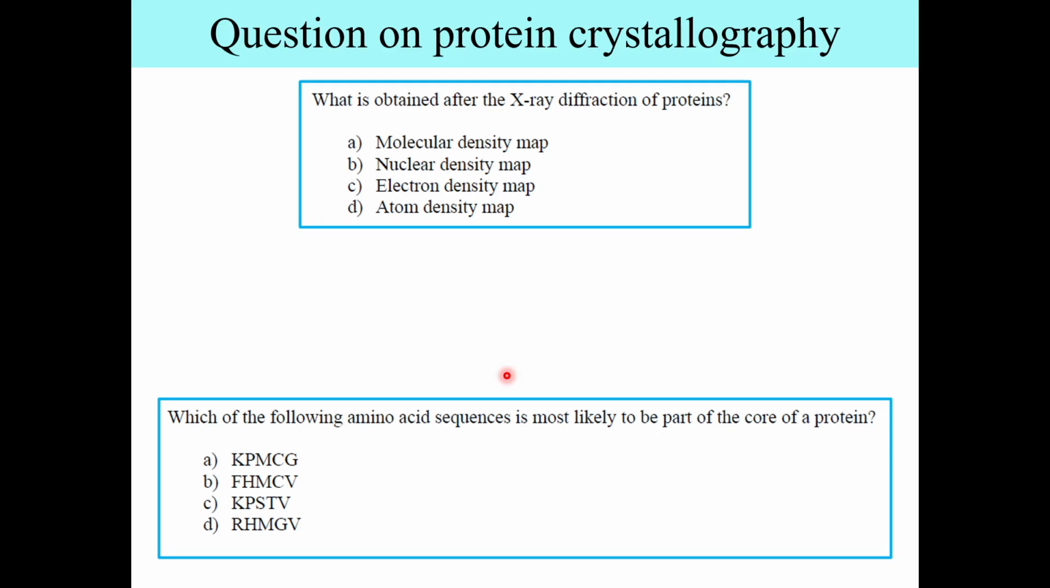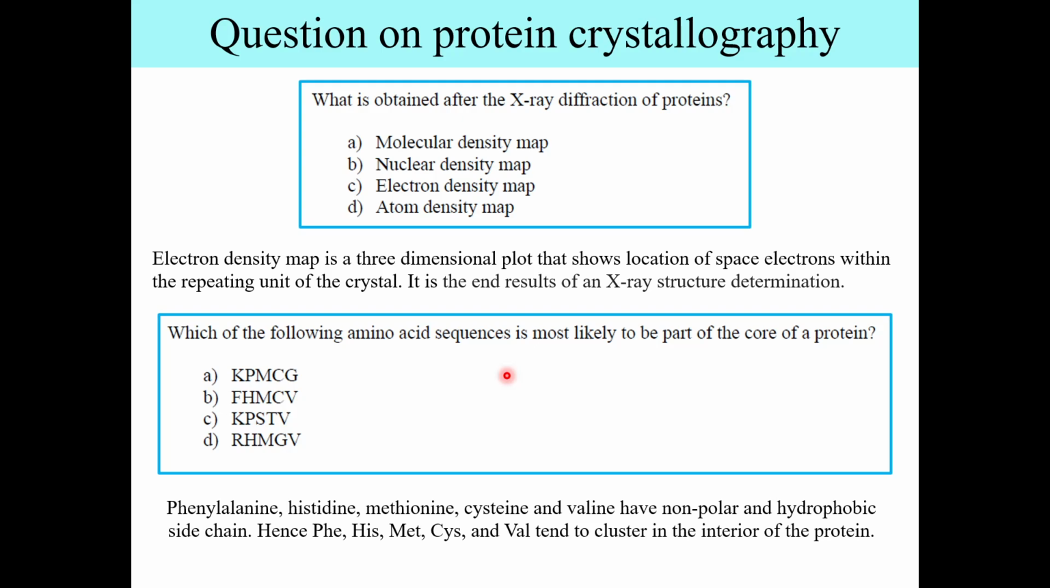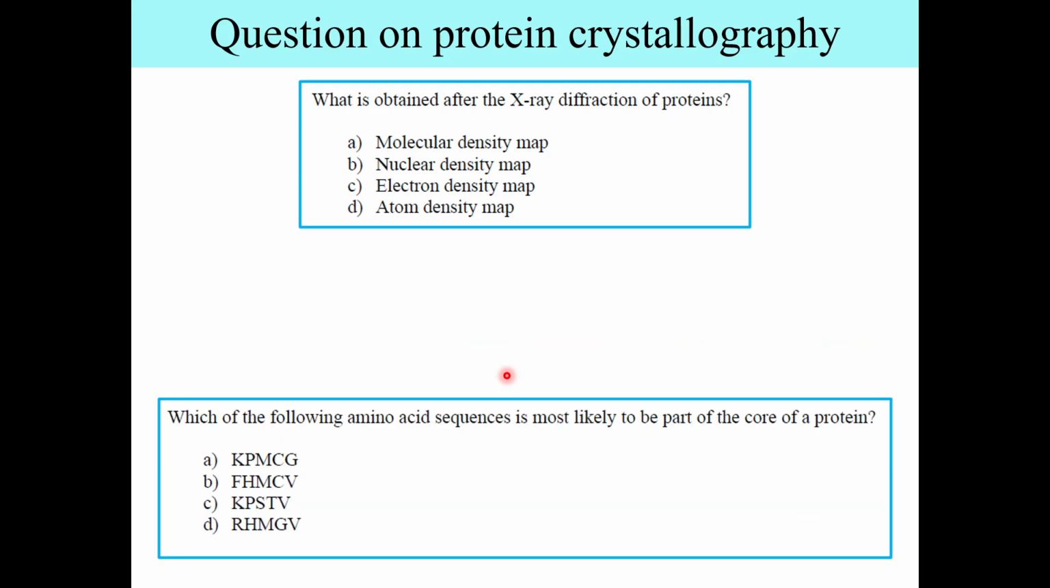Now we go to the question on protein crystallography. So what is obtained after the X-ray diffraction of proteins? Is it molecular density map? Is it nuclear density map? Is it electron density map? Is it atom density map? Right? We discussed about this just now, so you know which is the right answer.